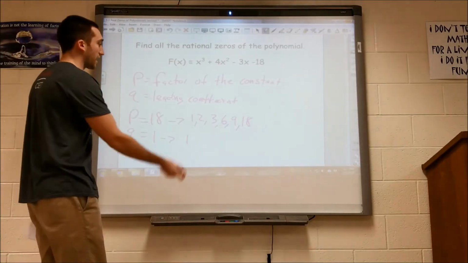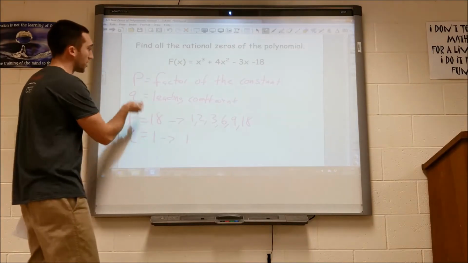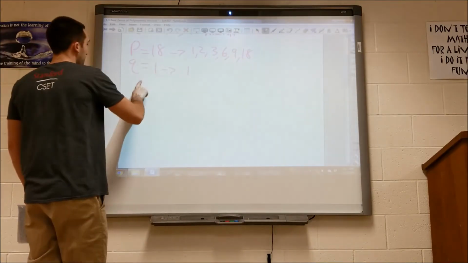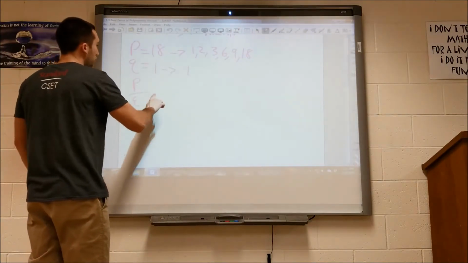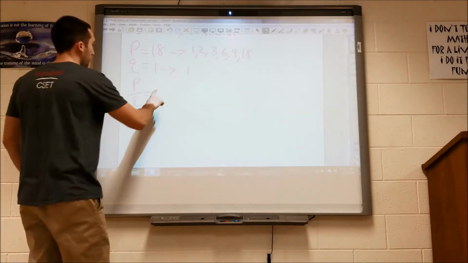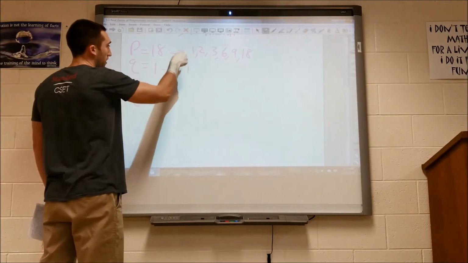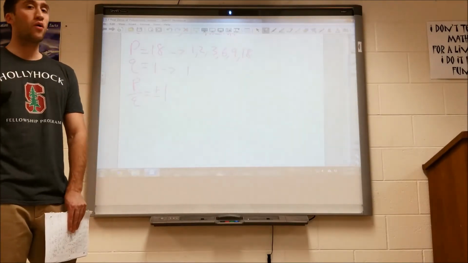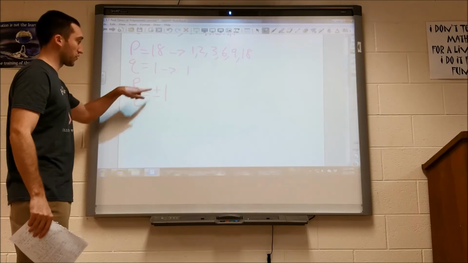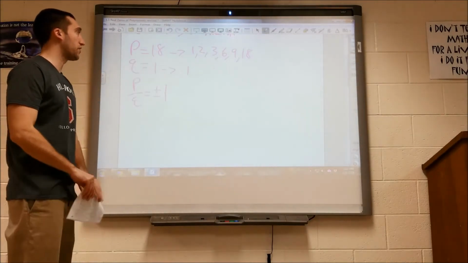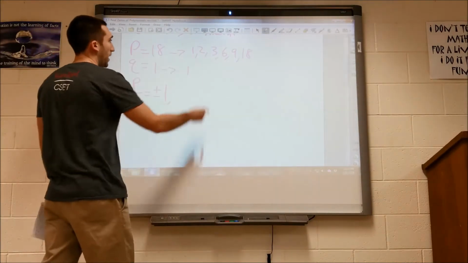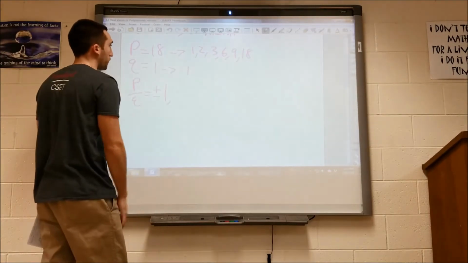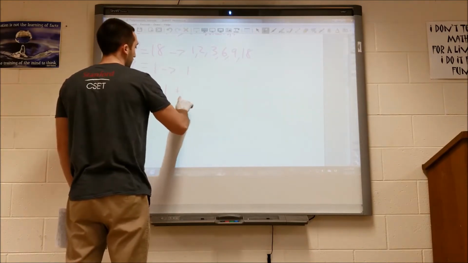So now I need to find all the possible combinations of p divided by q. So p divided by q would give us all these possible combinations. I take the first term of my p divided by the first term of my q. And I can also get the plus or minus of this p divided by q. So I get both the plus and minus when I take and divide those factors. Then I'm going to take all these factors and divide it by the first factor of my q.